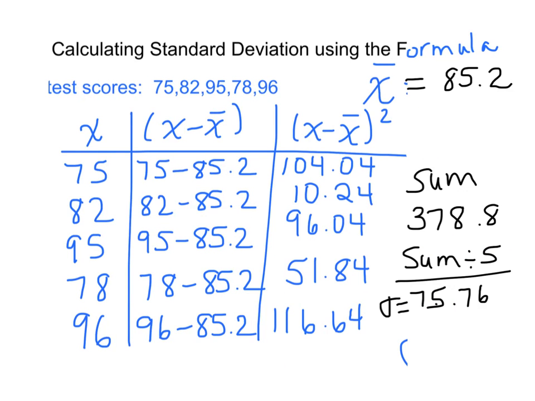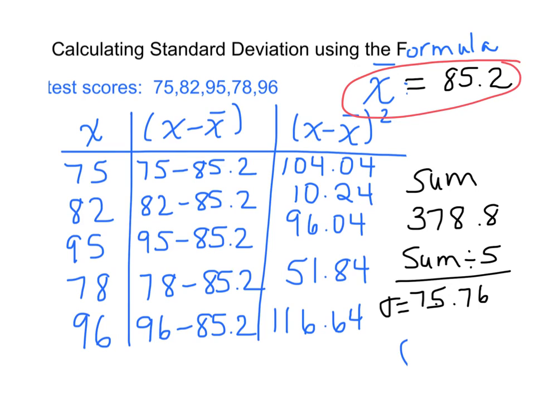All right, let's take a look at calculating standard deviation using the formula. So here are some test scores: 75, 82, 95, 78, 96. When we're using the formula, the first thing we need to find is the average. So if you add up all the terms and divide by 5, 85.2 is the mean. So now we make a little table. We put all of our first terms in the first column. We do x minus x bar. Remember, x minus x bar is just the term minus the mean. So we do that for each term.